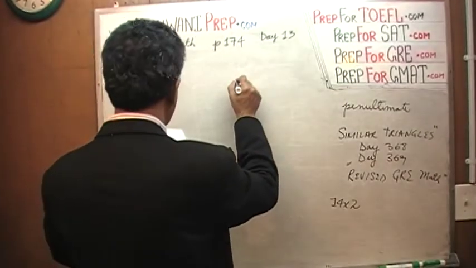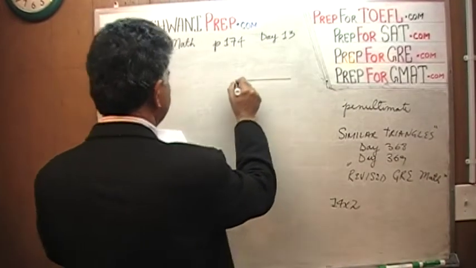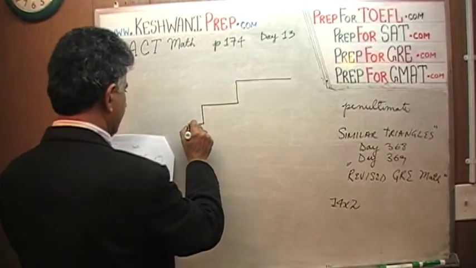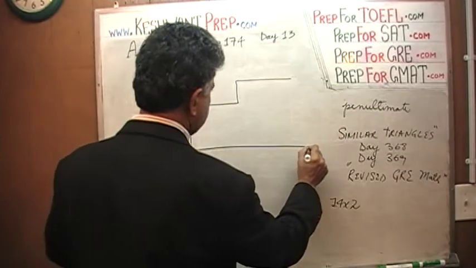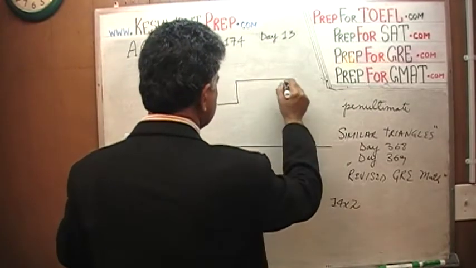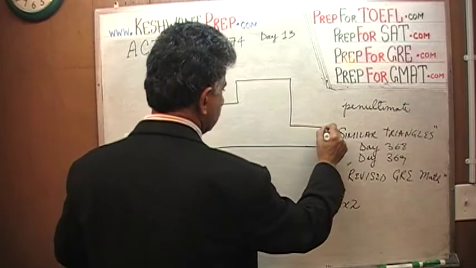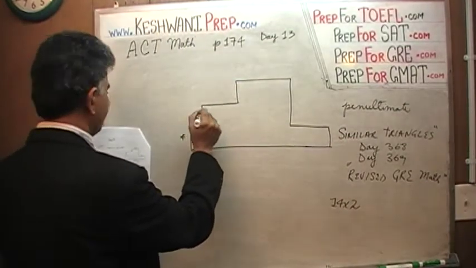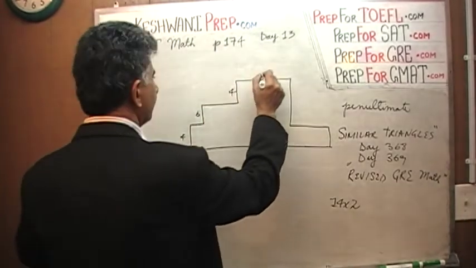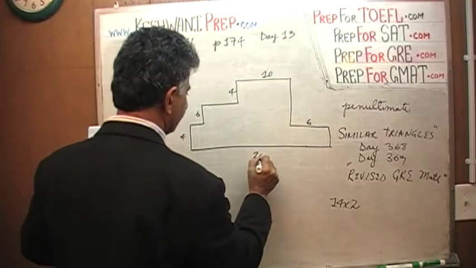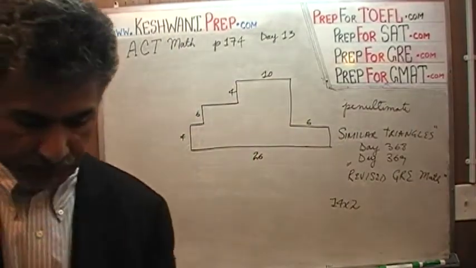See if I can reproduce it. Something to this effect. This we are told is 4, this is 6, and this is 4. And this is 10, we are told. This is 6, and this is 26. How do we find the perimeter?